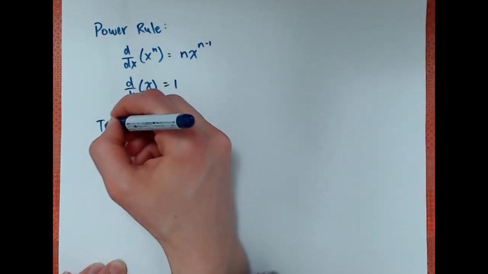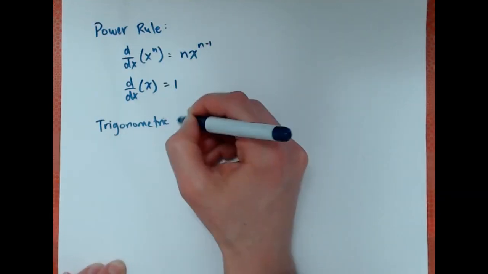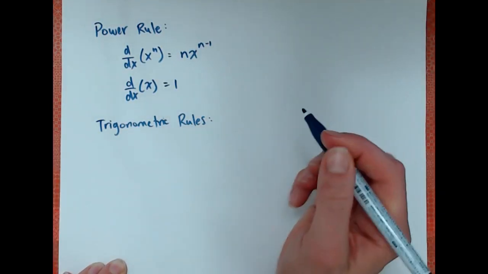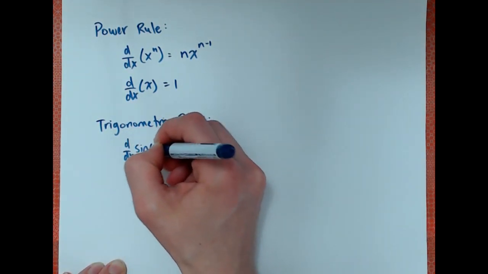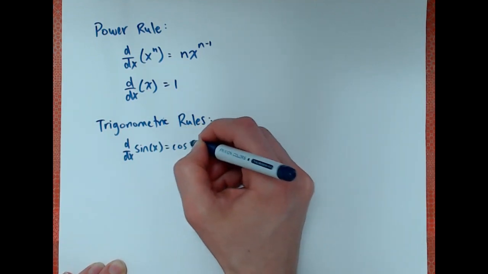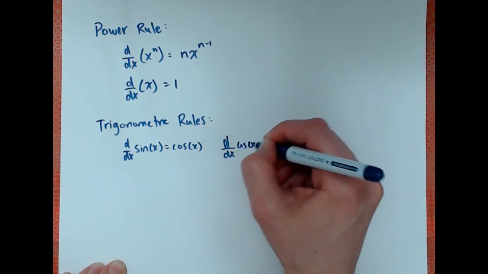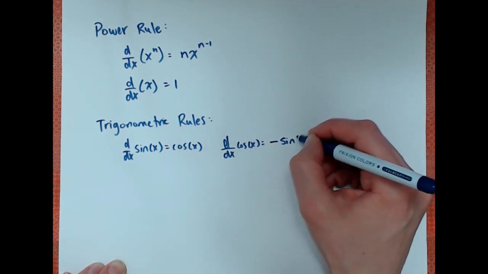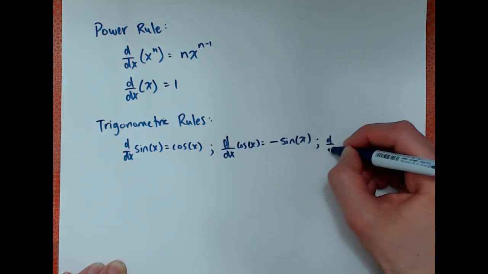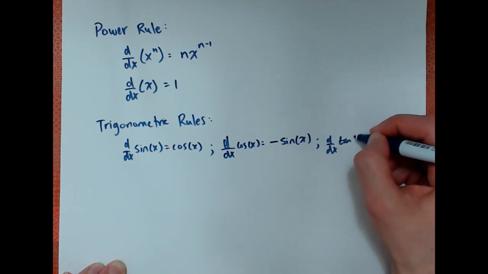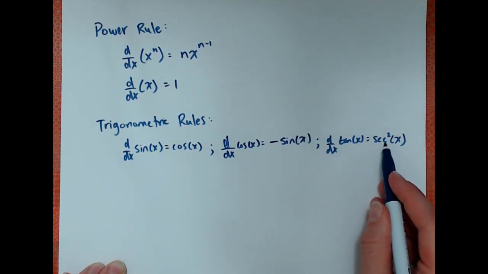Then we have trigonometric rules. In this course, I'm just going to ask you to memorize 3 of them. So the derivative of sine is equal to cos. The derivative of cos is equal to negative sine. And the derivative of tan is equal to sec, which of course sec is 1 over tan.